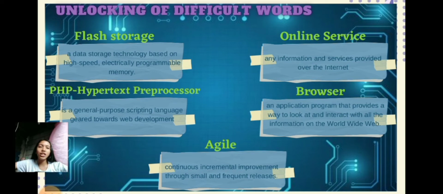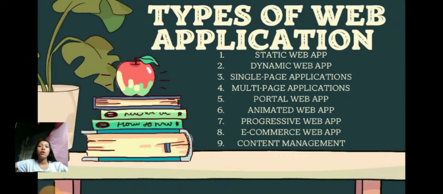Next, let's move on to the different types of application. First, we have here the static web app. Next is the dynamic web application. Next, we have single page applications, multi-page applications, portal web app, animated web applications, progressive web applications, e-commerce web app, and lastly, the content management. So, let's move on to defining what these types of web application are.